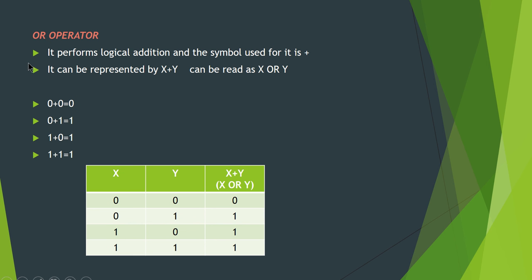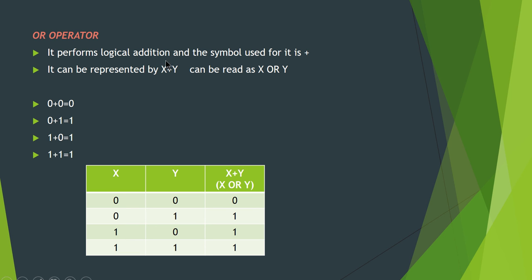The next one is the OR operator. It performs logical addition. What is the functionality of the OR operator? It is a logical addition, and the symbol used is plus. It can be represented by x plus y. So x plus y is not the addition, it is actually an OR operator. In Boolean algebra, plus represents the OR operator.